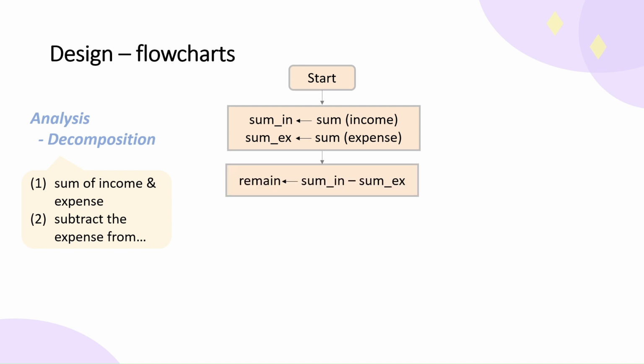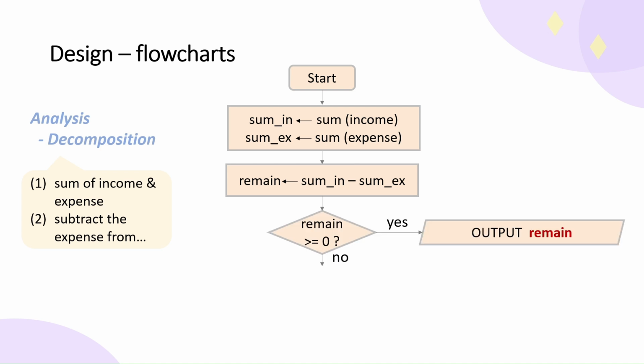And to calculate the remaining money, you subtract the sum x from the sum in. And then you decide you want to output the remaining money in red words if the remaining money is larger than or equal to 0. But if the remaining money is less than 0, you want to output the remaining money in green words. And here's the solution end.